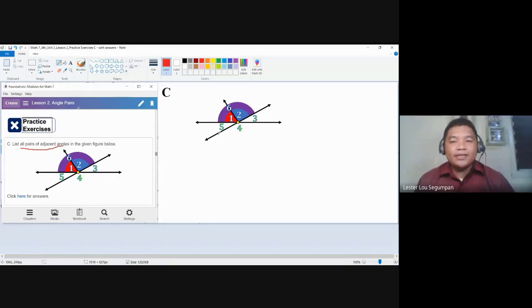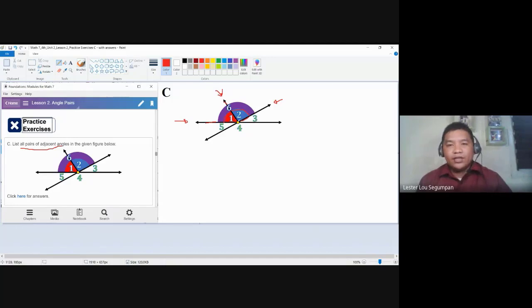The first pair of adjacent angles in this figure is angle 1 and angle 2. Why? Again, they share the same vertex, so that's already given. The sides of angle 1 are this ray and this ray. The sides of angle 2 are this ray here and this ray as well. So aside from sharing the same vertex, they also share the same side. So the first and second conditions are already met.